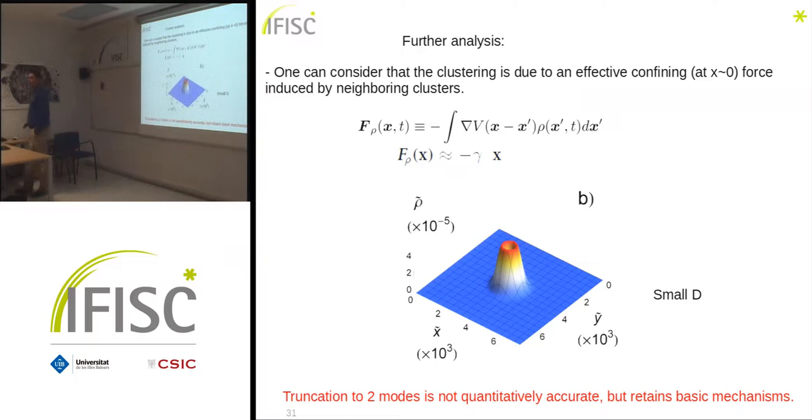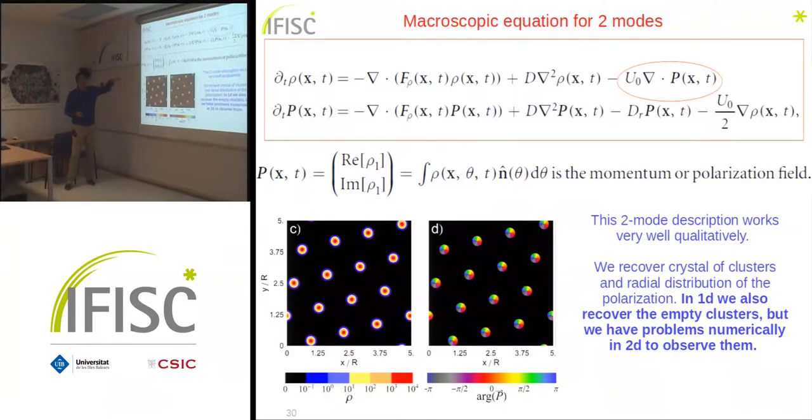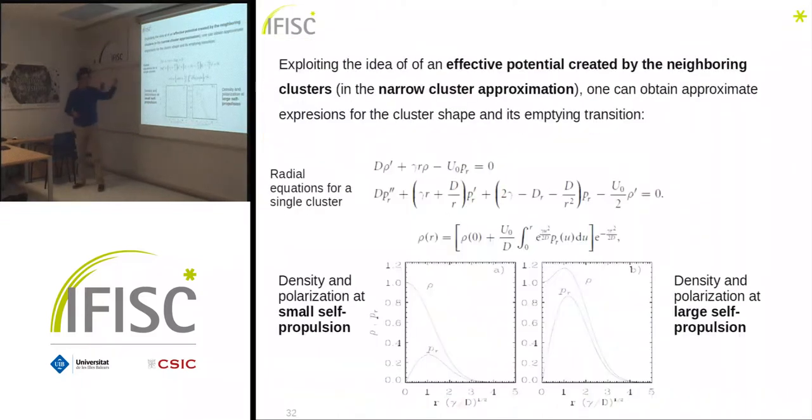So I repeat, the truncation to two modes is not quantitatively very accurate, but it retains the basic mechanism. This is a new equation; you don't see it in typical active matter systems, but it has solutions with crystal clusters with emptiness. Then you can go even more analytic, but I don't want to go on. I think that it's already enough. Let me go just to the summary of this.